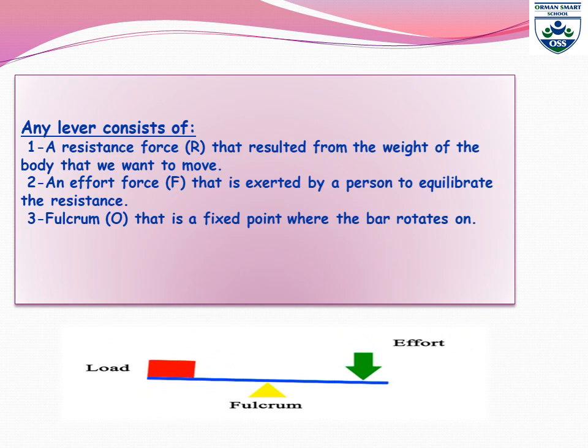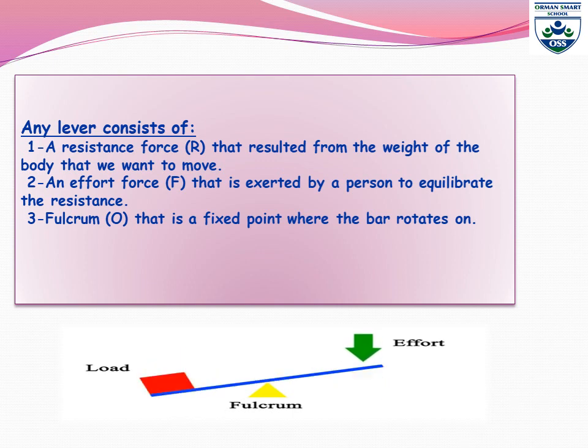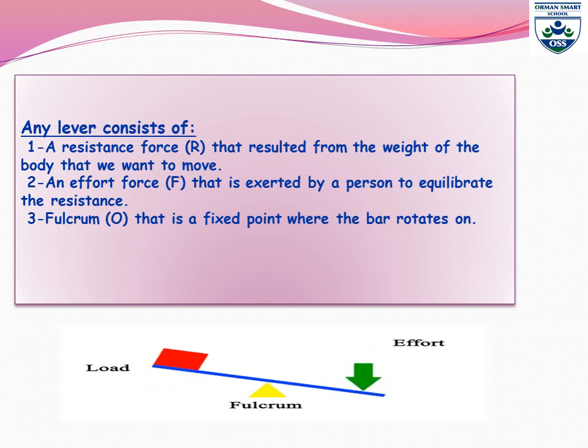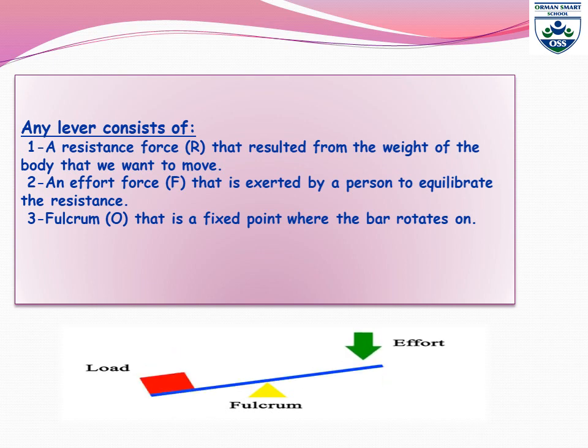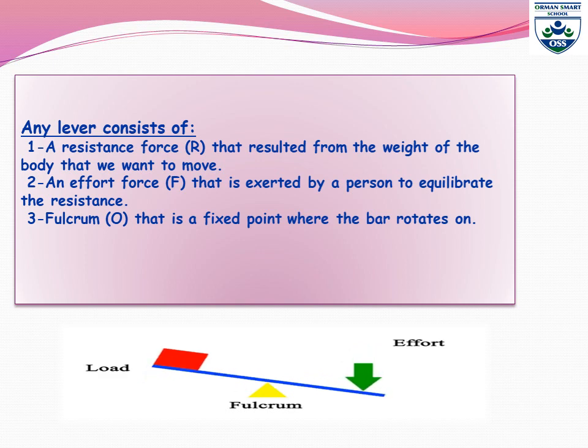Any lever consists of three components. Number 1, resistance force, which results from the weight of the body that we want to move and has symbol R. 2, an effort force that is exerted by a person to equilibrate the resistance and has symbol F. 3, fulcrum. This is the fixed point where the bar rotates and has symbol O.